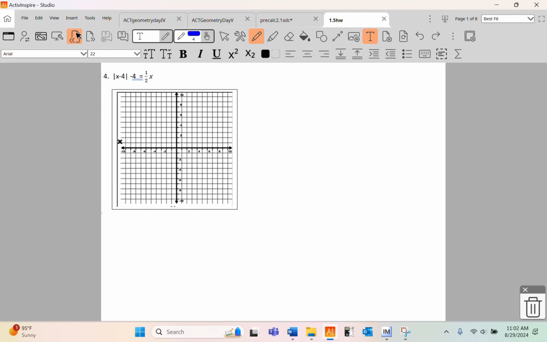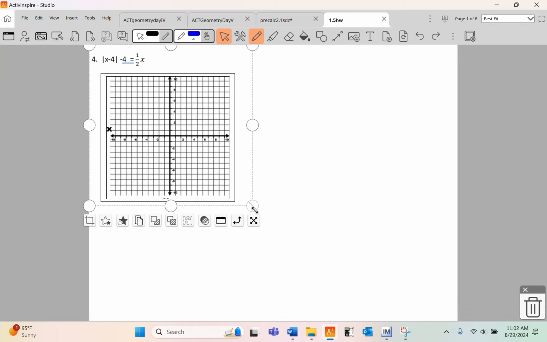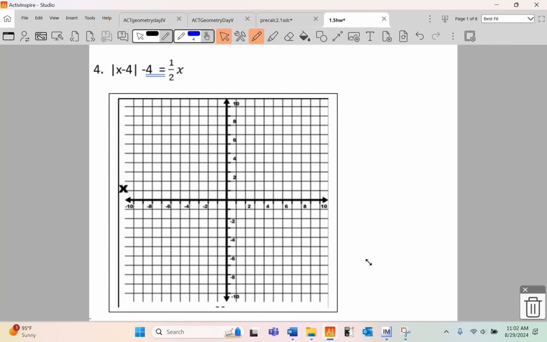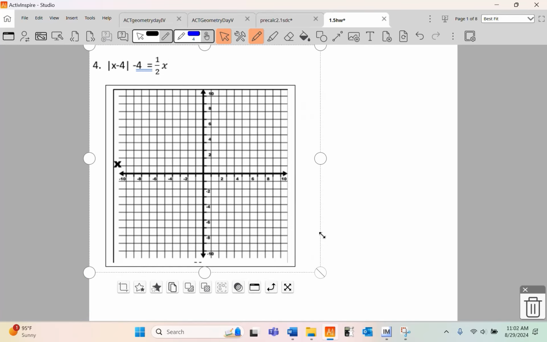More homework. Homework 1-5. So I left the first three for you to do. I did this one because I had a fraction, and I know kids are scared of fractions. Make this grid a little bigger for myself, easier for you to see it. You're supposed to solve this by graphing and then check algebraically.